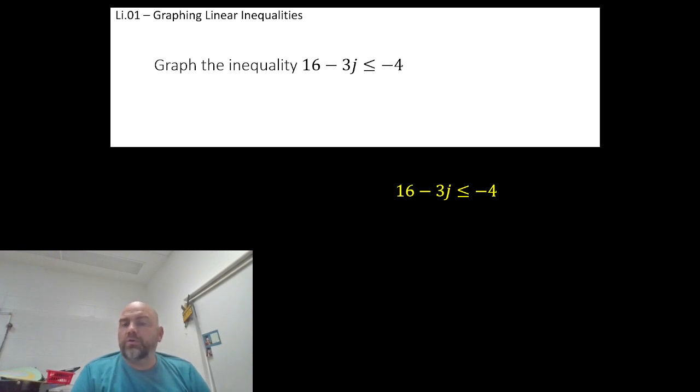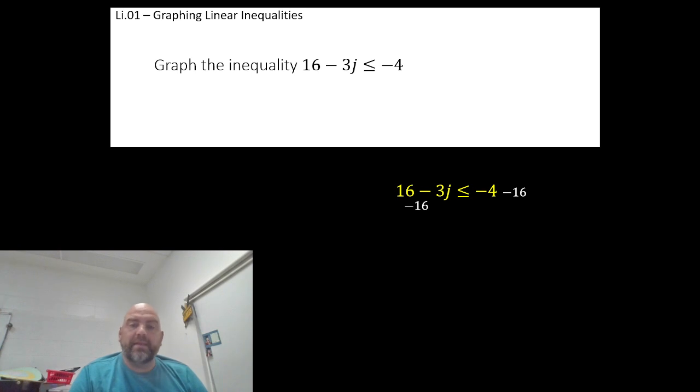All right, so you'll notice here that I've put the inequality up in yellow, and that's where we're going to start. And the first thing we're going to do is remove the 16. Now, it's very important in this case when we go through basic algebra to realize that the 16 is positive, which means to get rid of it, we need to subtract 16. Okay, it's super important that we do that.